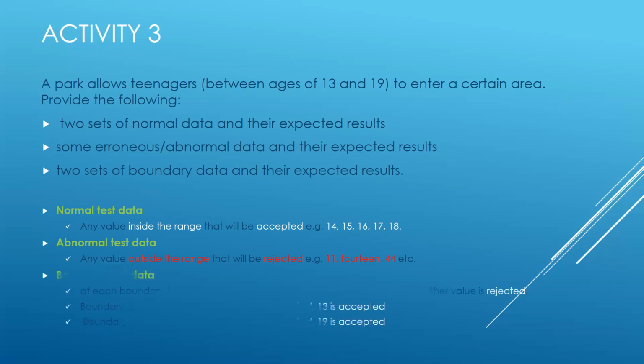And lastly, the boundary. As I explained, the values are 13, 14, 15, 16, 17, 18, 19. It means that the boundary values will be 13 and 19, which are the extreme values, and then I've written the boundary data. For 13, boundary data will be 12, 13. Out of this, 12 will be rejected and 13 will be accepted. And boundary data for 19 will be 19, 20. 20 will be rejected and 19 will be accepted. So I hope that you all are clear about this topic.